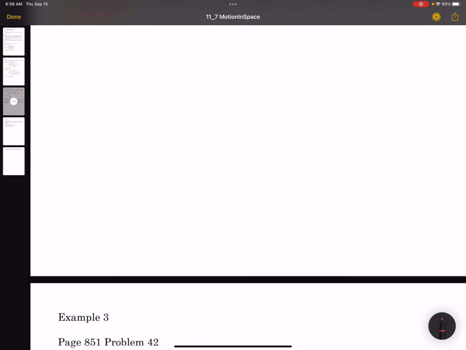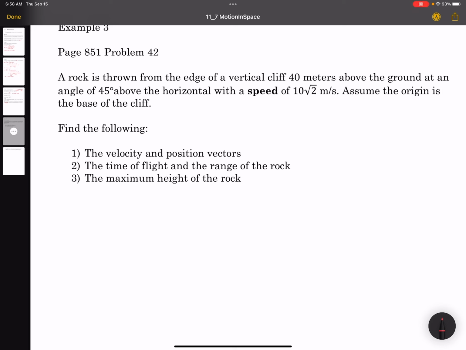So for this last example, and this is just problem 42 from page 851. It's hard to come up with my own. A rock is thrown from the edge of a vertical cliff 40 meters above the ground at an angle of 45 degrees above the horizontal. How convenient. With a speed of 10 square root 2 meters per second. And we are assuming the origin is the base of the cliff. So all of those formulas, they're not going to work. We have to derive our own. So the first thing we need to do is find the velocity and position vectors. So let's see what we can get from this problem.